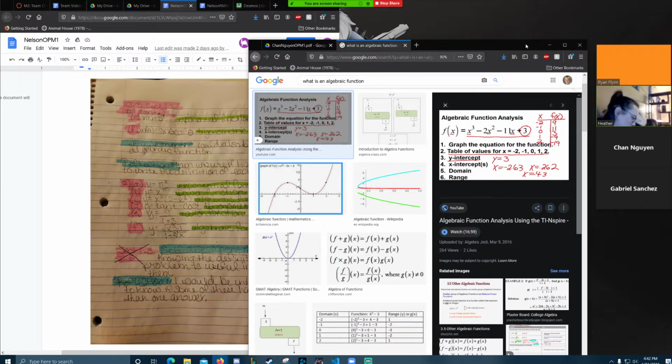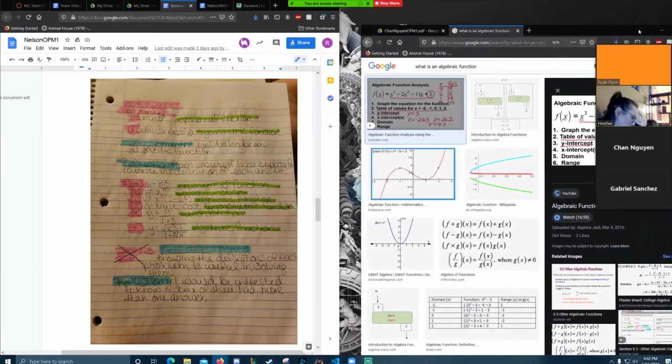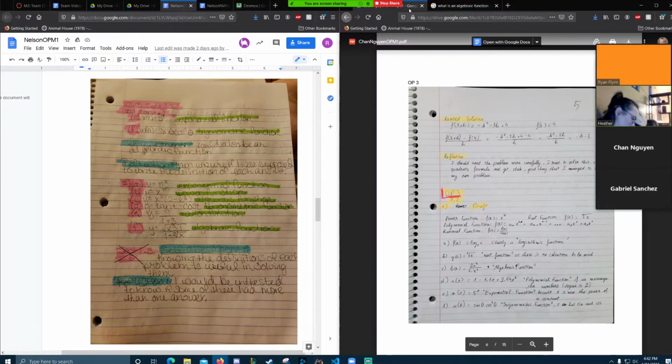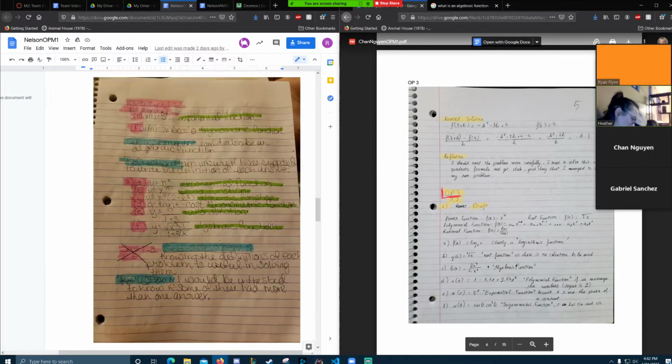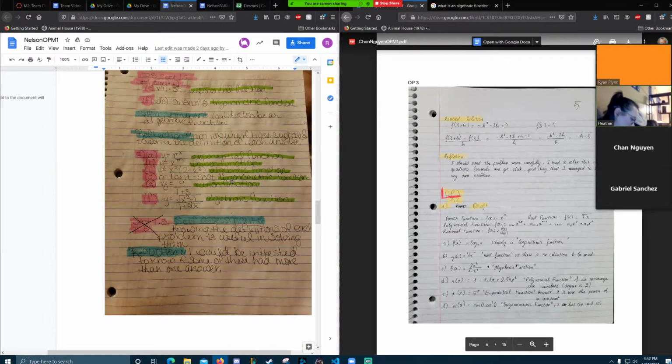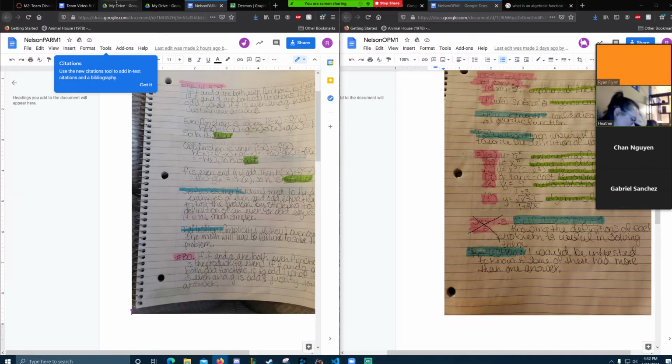Table values, y-intercept. No, it doesn't. Yeah, this is kind of vague, so that'll be something I'll have to go back and check. But I think for pretty much everything else, we got the same stuff here.